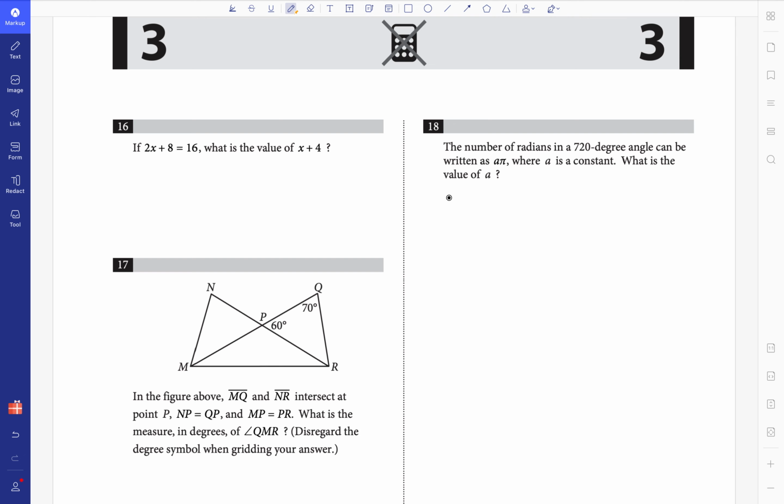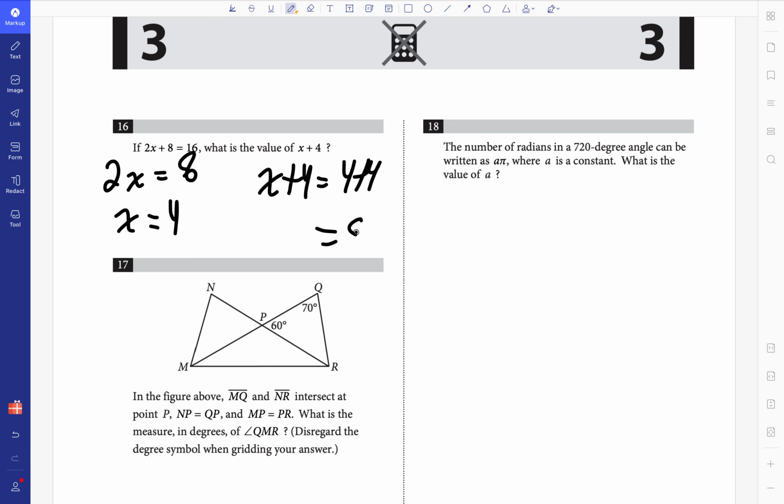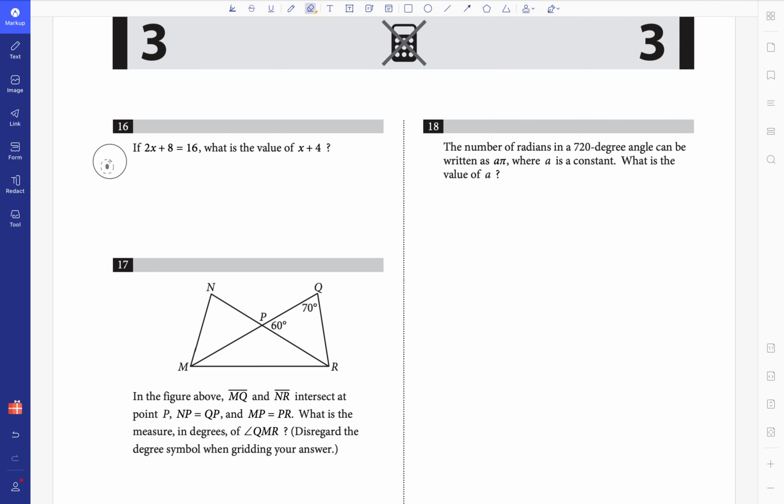Okay, so if 2x plus 8 equals 16, what is the value of x plus 4? Okay, so 2x equals 8. x equals, what does x equal? x equals 4. x plus 4 is going to equal 4 plus 4, which equals 8. So my answer over here is 8. And I just want to erase everything, and then we can just get 8.